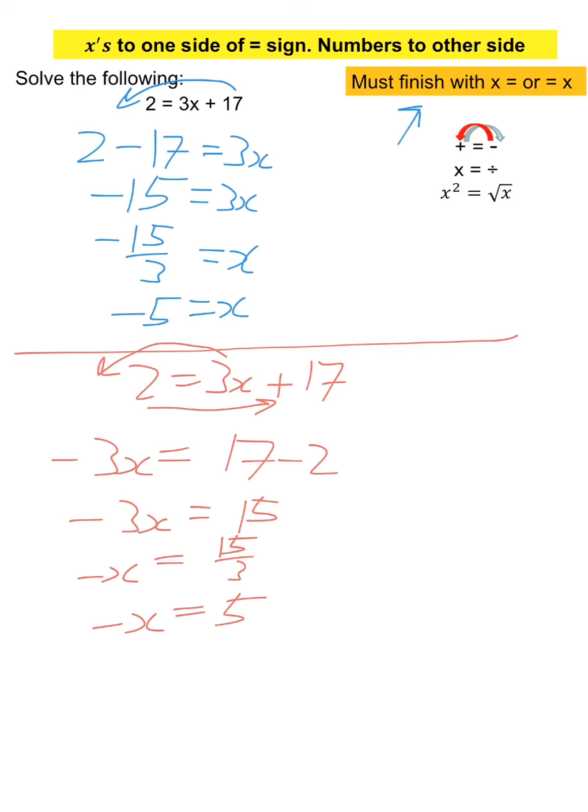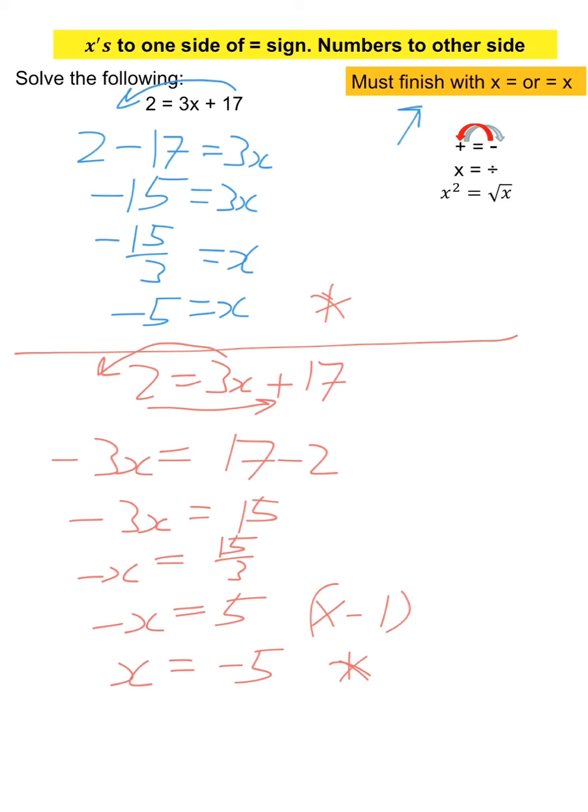Now, going back to the orange box. So it has to be just x on its own. You can't have a minus x. So if you have a minus in front of your x, what you need to do, you multiply everything by minus 1. So minus x times minus 1, that'll get you positive x. And 5 times minus 1 is minus 5. You can see it's the exact same answer as doing it this way. So both ways are fine.